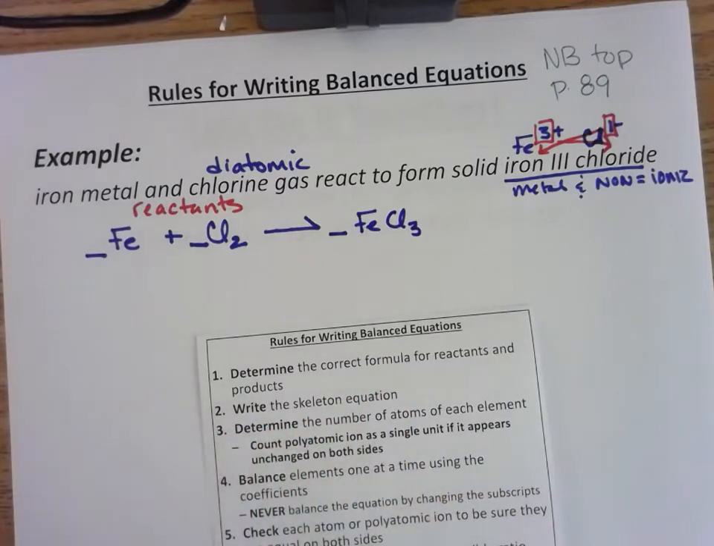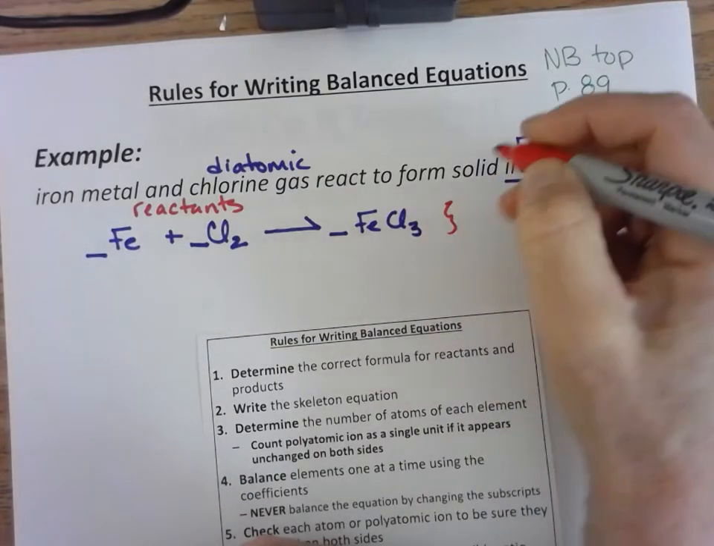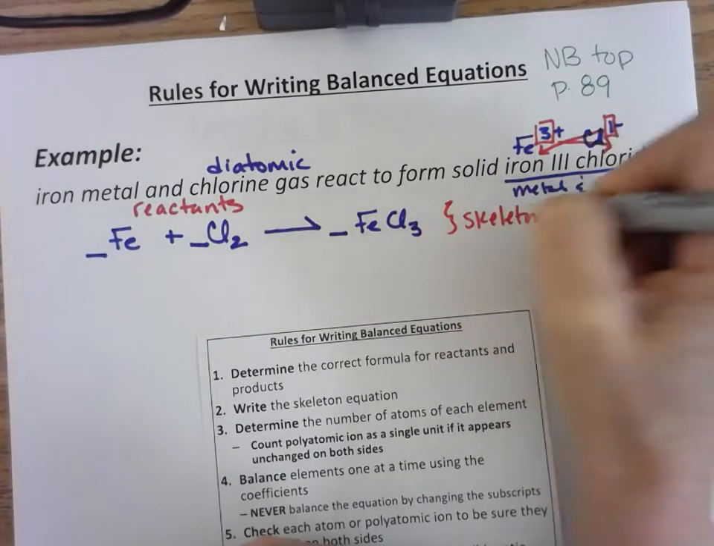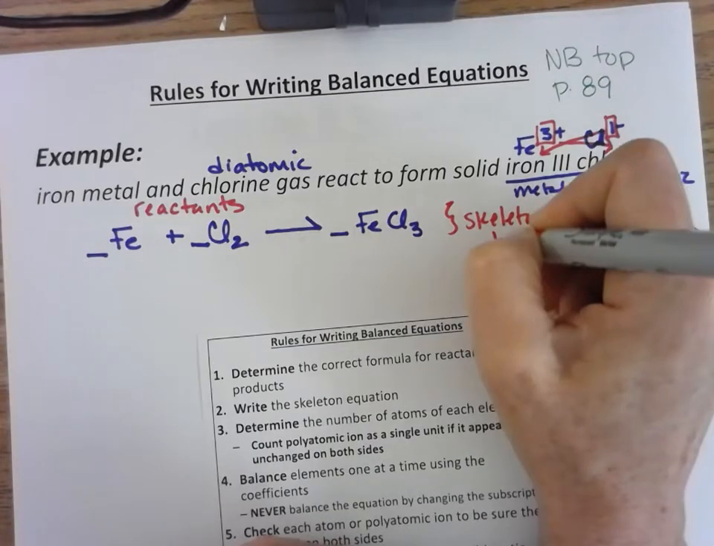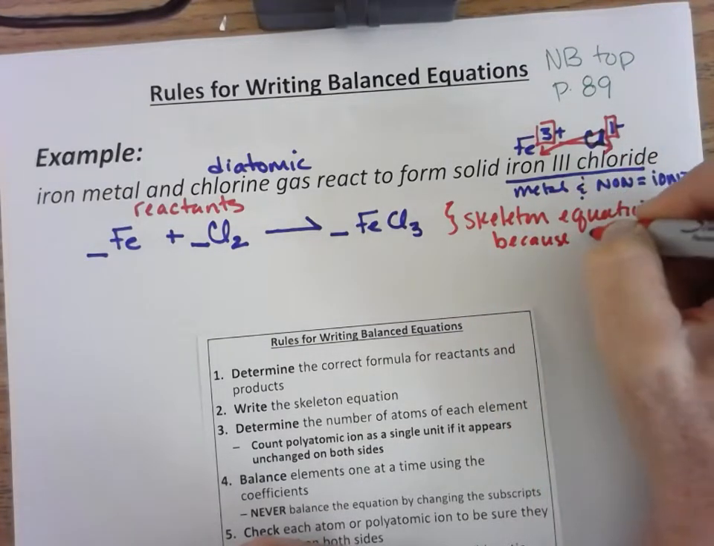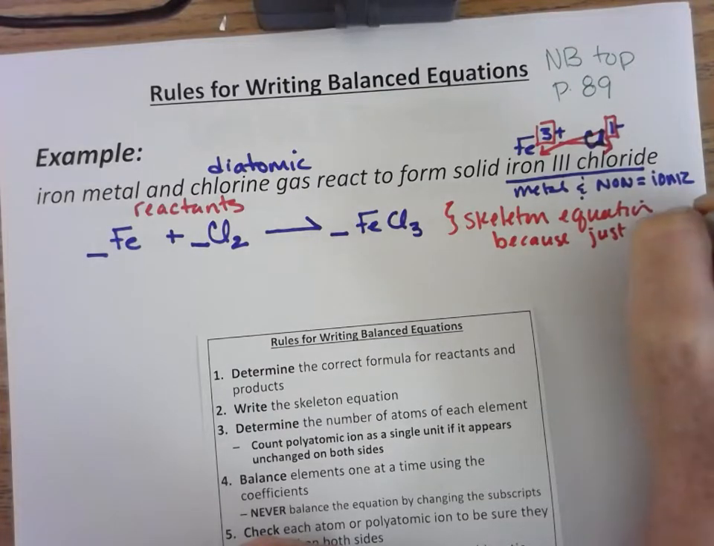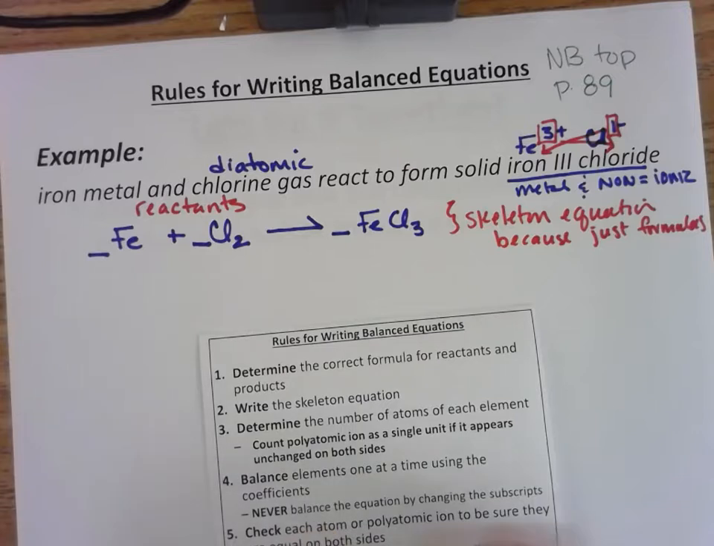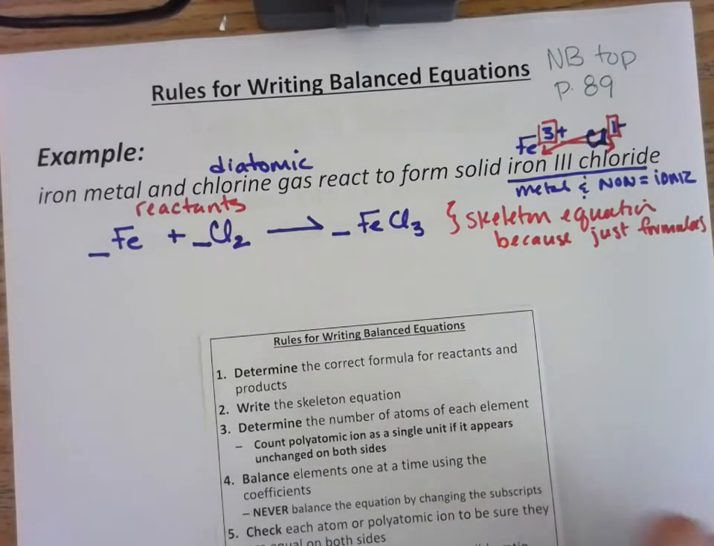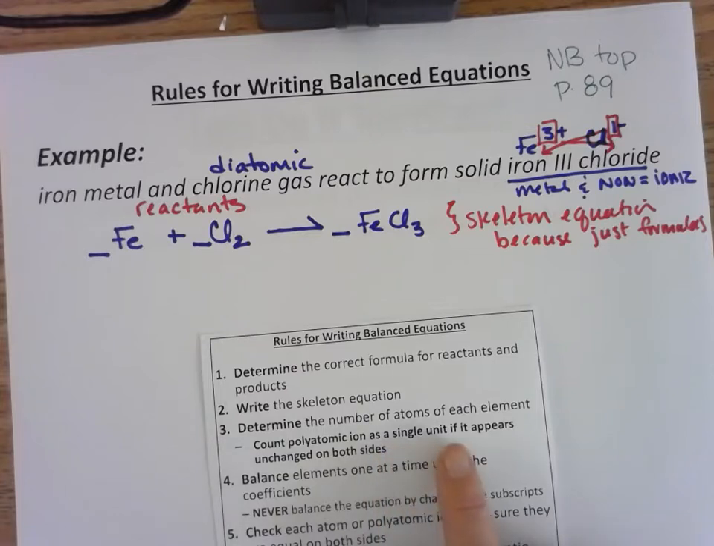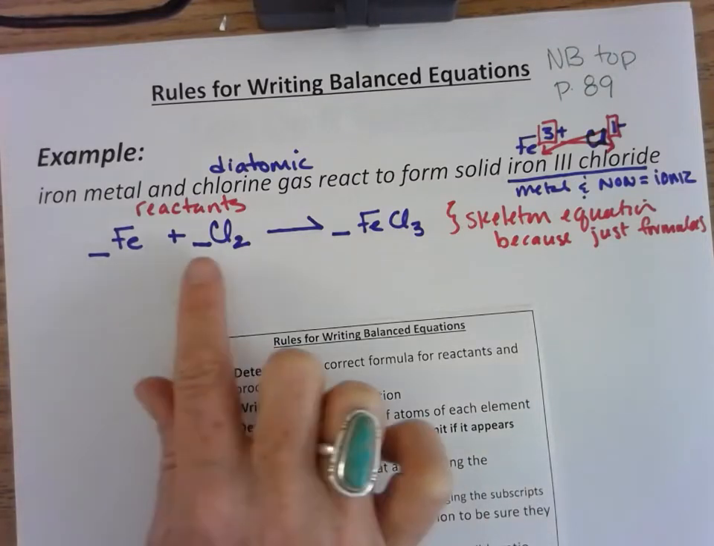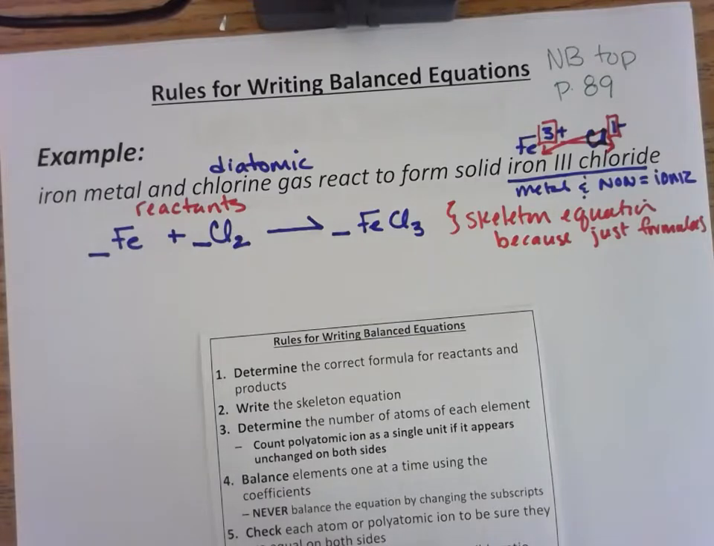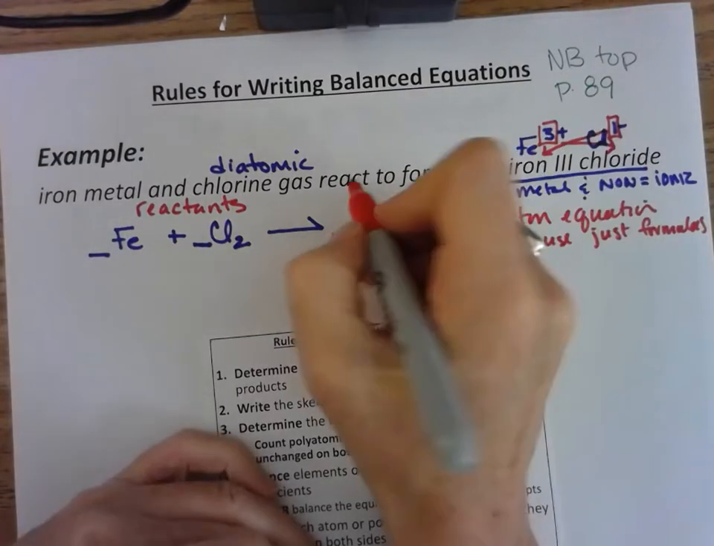This right here is the skeleton equation because it's not balanced, it's just formulas. We're going to move on to step number 3. It says determine the number of atoms of each element. We're going to count polyatomic ions as a single unit if they appear unchanged on both sides. So if I look at these, I don't have any polyatomic ions, so I'm not going to do that step. This is the product side on the right side.